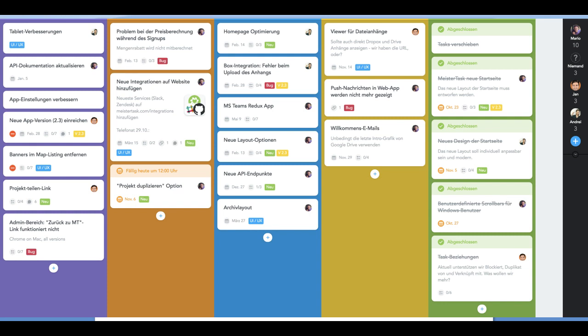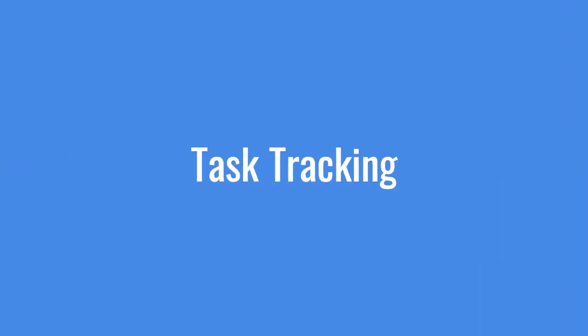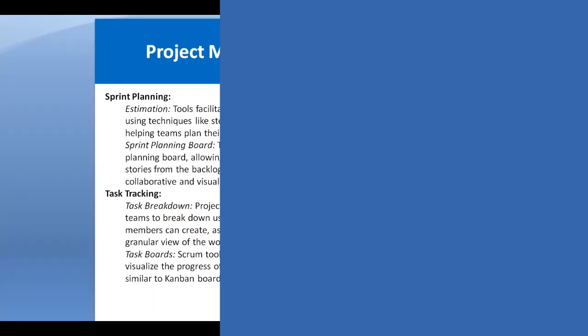Sprint planning boards are available. For example, the product backlog is available, and from the product backlog you just drag the feature to the sprint backlog, and it will be added easily. So you can imagine how much easier it has become nowadays to manage project management in the Scrum framework. Then task tracking means that project management tools enable teams to break down user stories into tasks as well.